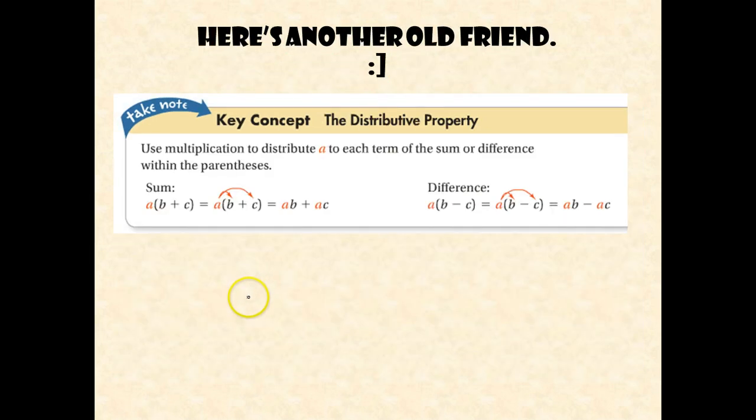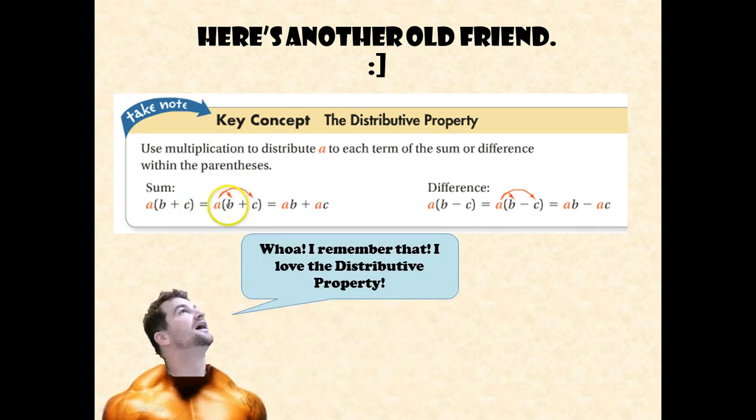The old distributive property. We go way back. You remember the distributive property, don't you? You love it. Basically, if you have some number multiplied by a sum or by a difference, you can just multiply that number by each term inside that sum or difference. And if it's plus, then they're both plus, and if it's minus, then the minus goes with the term that was negative.